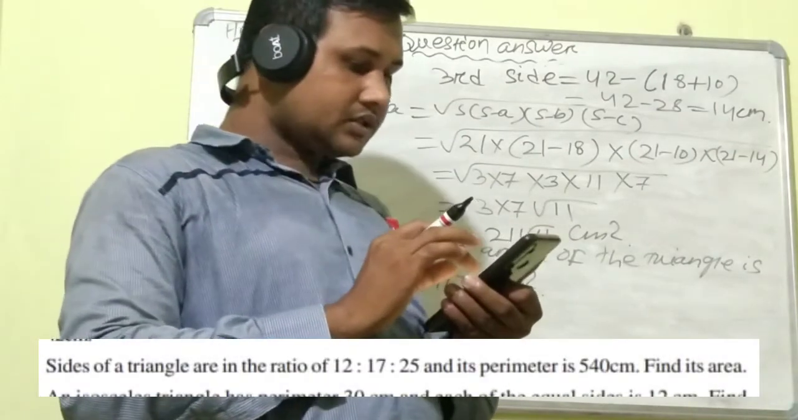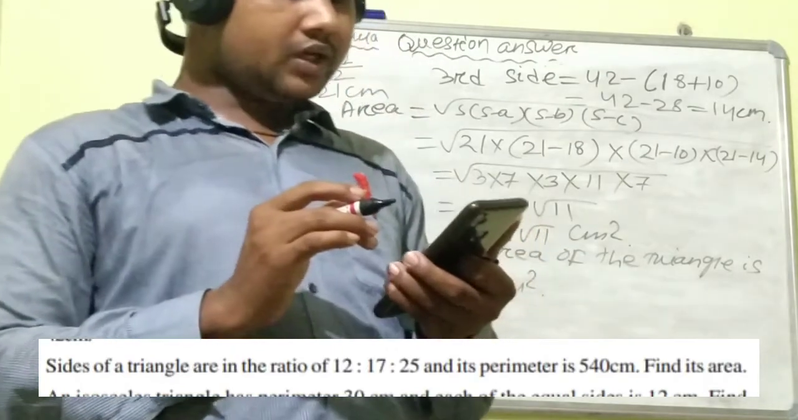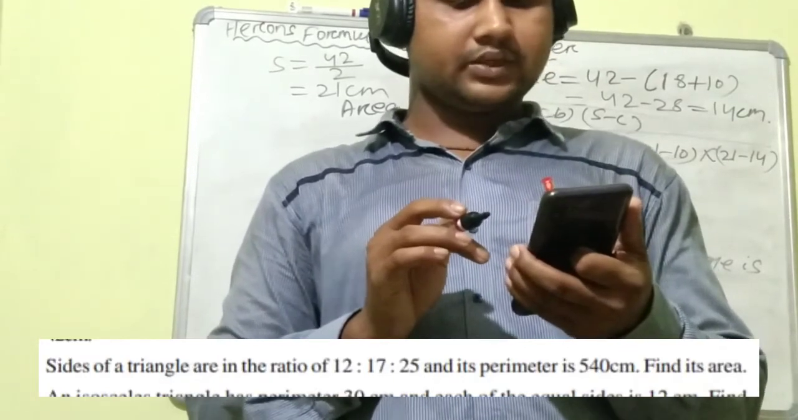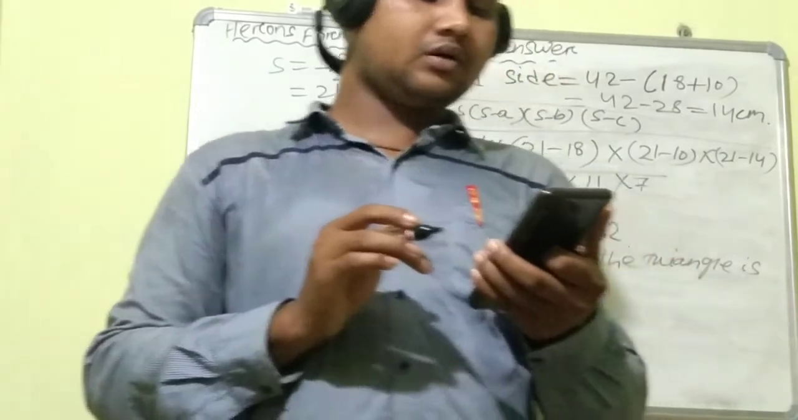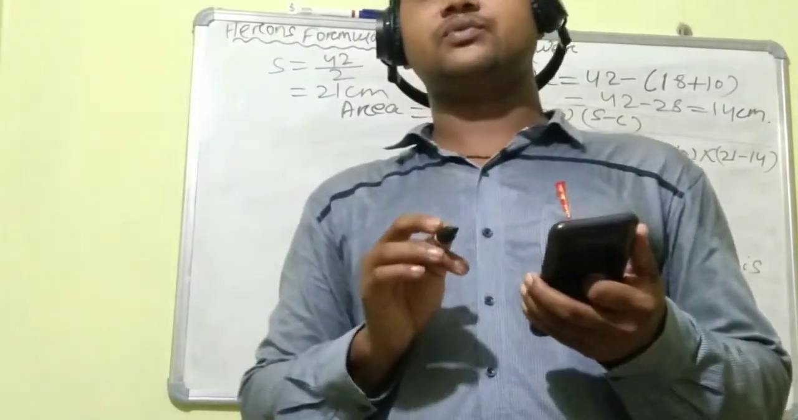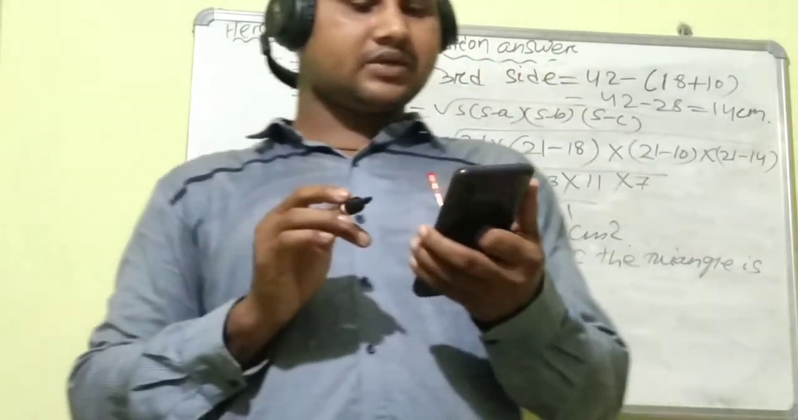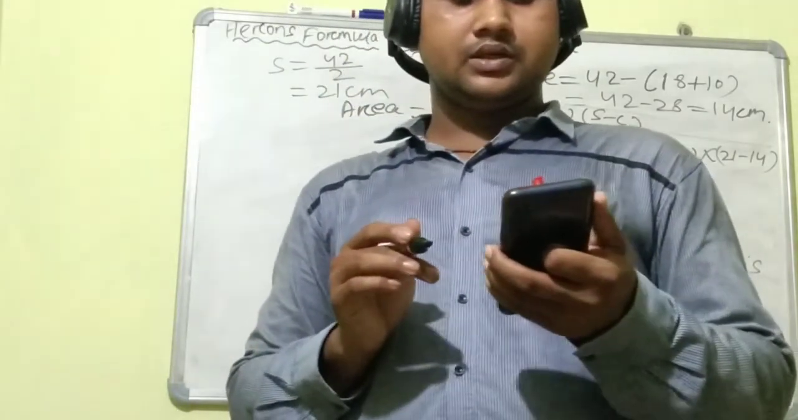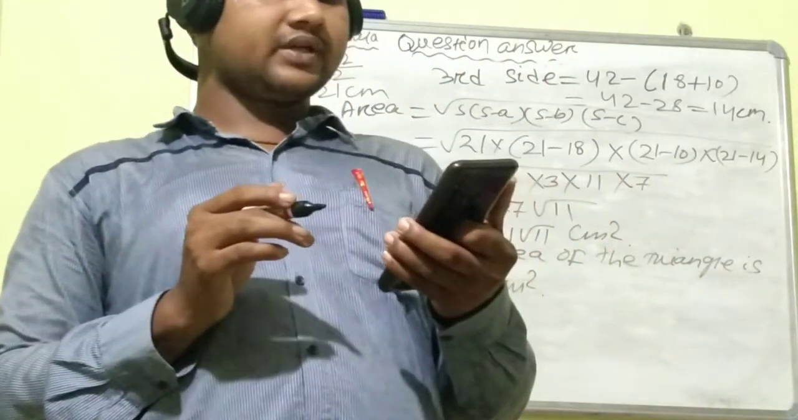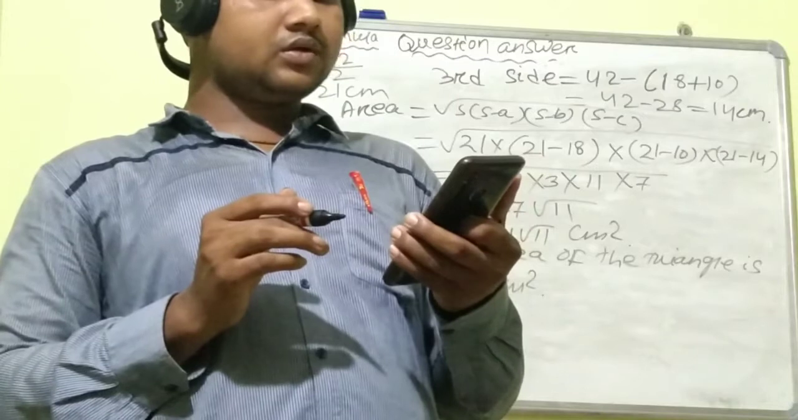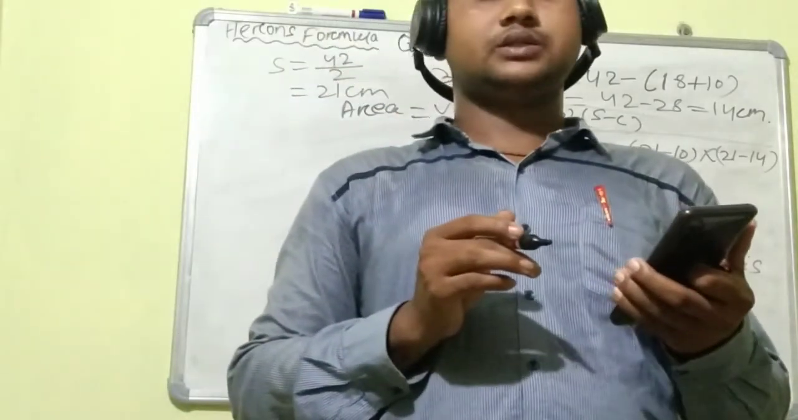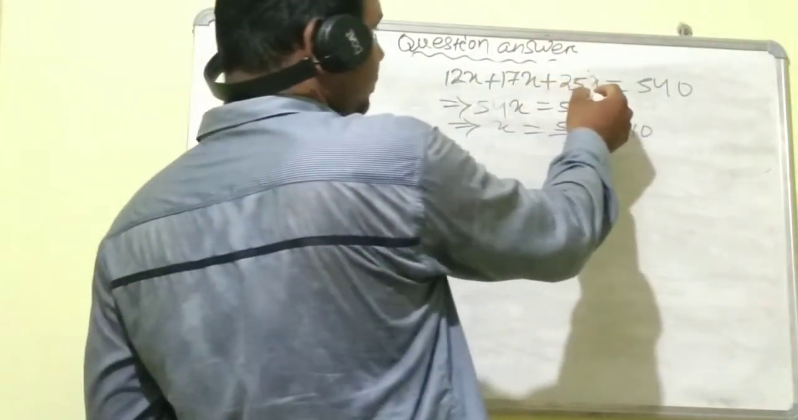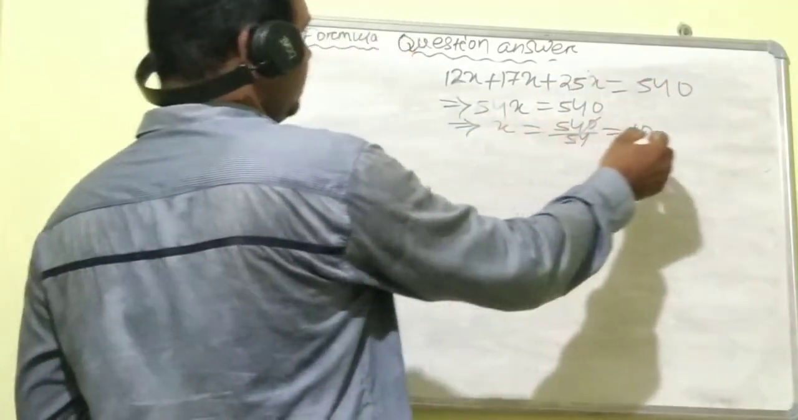It's given the sides of a triangle are in the ratio 12 is to 17 is to 25 and its perimeter is given 540 centimeter, and find its area. You know, the sides are given in the ratio, so we have to take, let the sides of the triangle be 12x, 17x and 25x. Then we'll add 12x plus 17x plus 25x, which is equal to 540, to get the value of x. After simplification, 12x plus 17x plus 25x equal to 540 and x equal to 10.